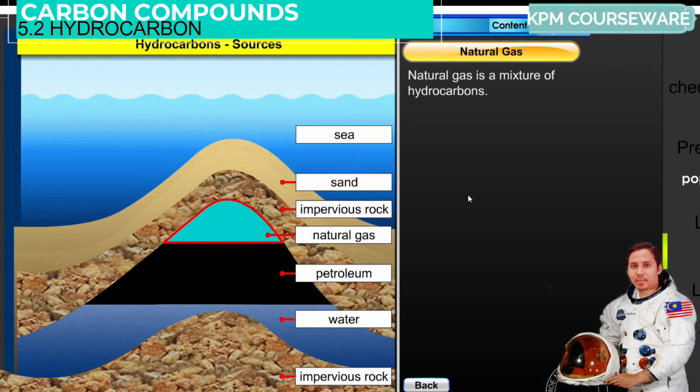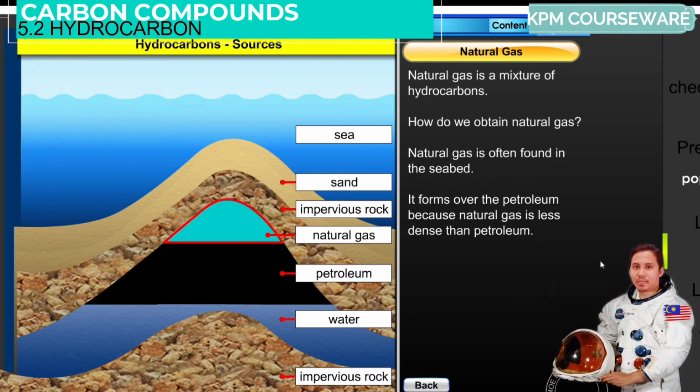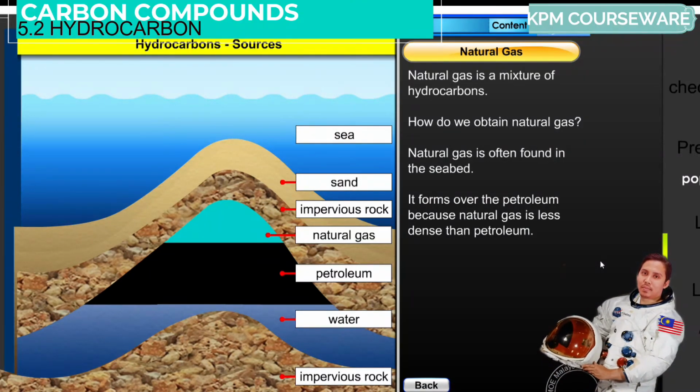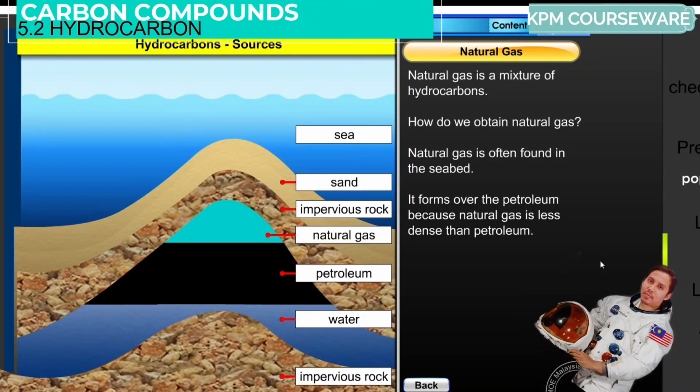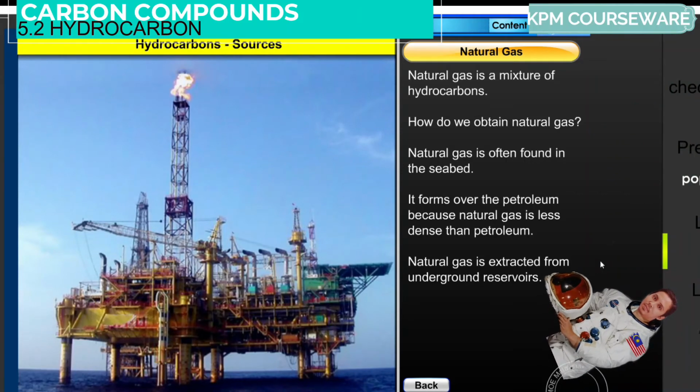Natural gas is a mixture of hydrocarbons. How do we obtain natural gas? Natural gas is often found in the seabed. It forms over the petroleum because natural gas is less dense than petroleum. Natural gas is extracted from underground reservoirs.